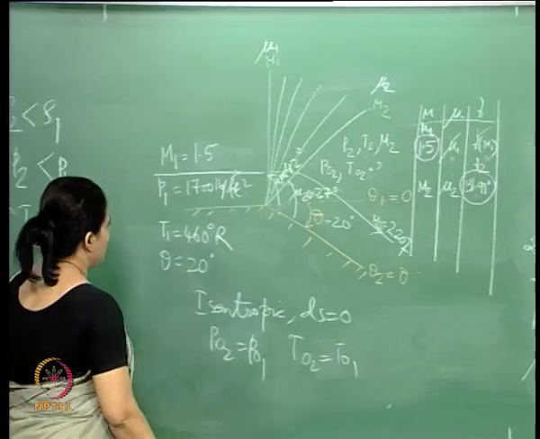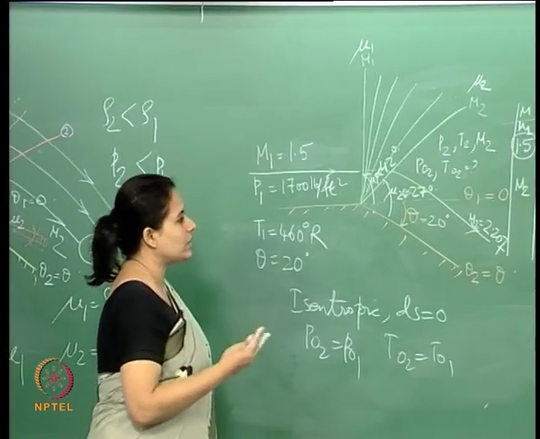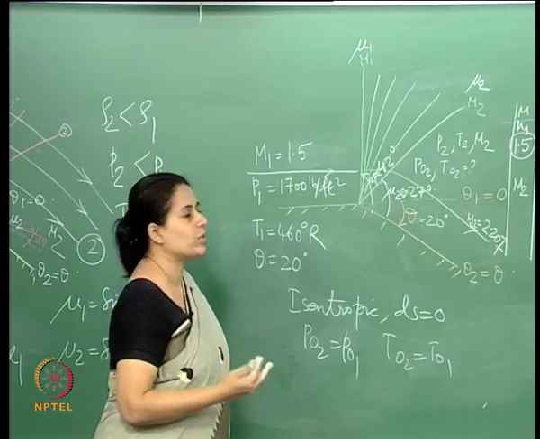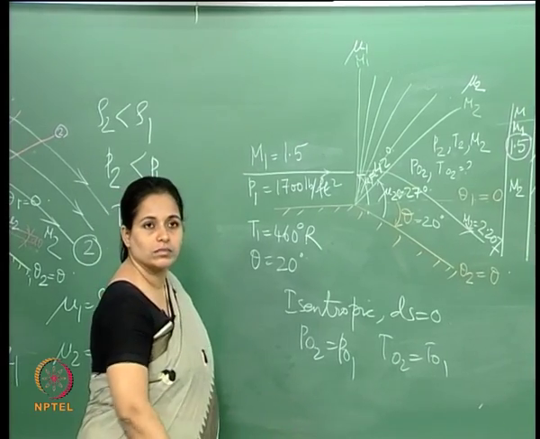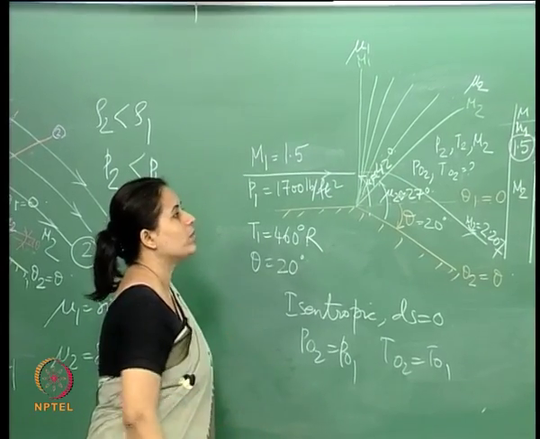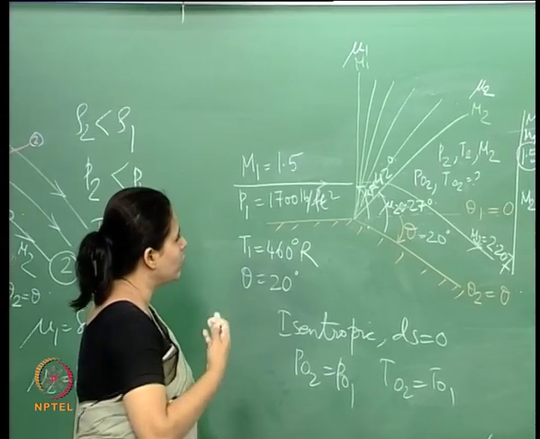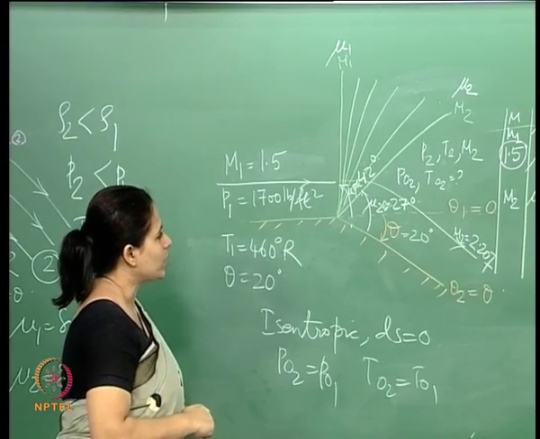So, that pretty much gives us how we go about calculating the properties across an expansion wave. Pretty much just use the Prandtl-Meyer tables and then go about calculating the property change.